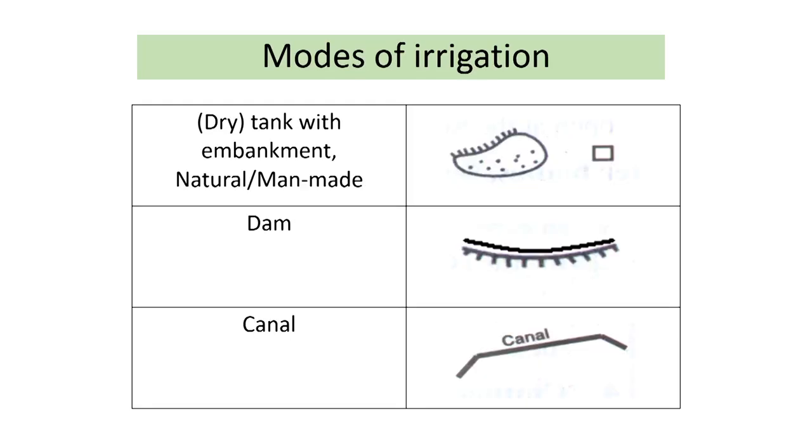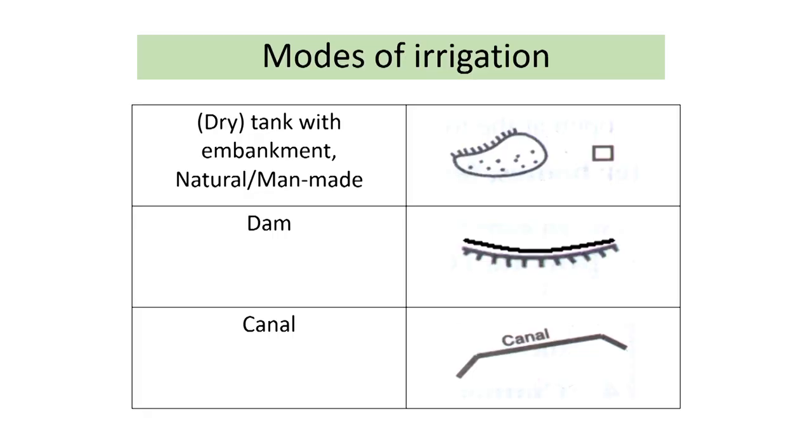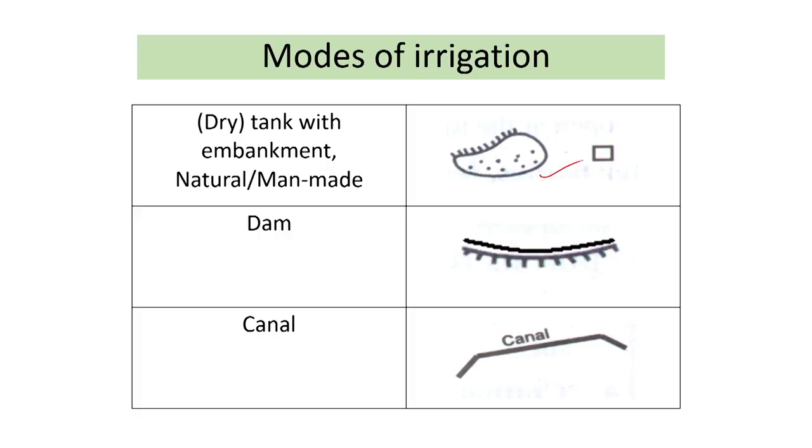Next, irrigation related water facilities. Okay. A tank with the embankment, as you see here, natural or man made, a small tank or pond which helps for irrigation, will be depicted like this. A dam is man made, but even so here it will be mentioned like this. Canal, this is the symbol to depict the canal.